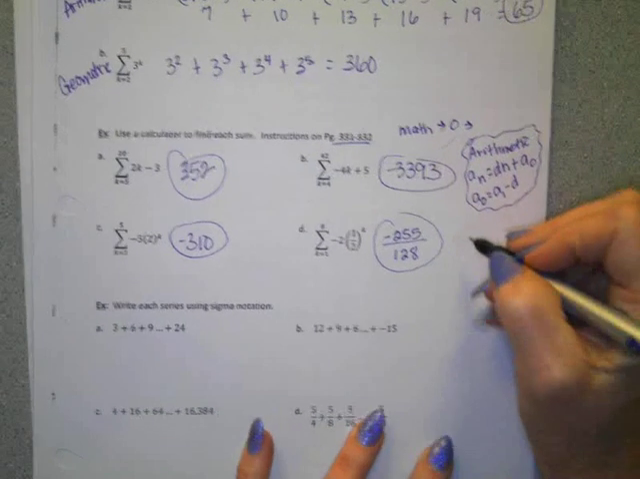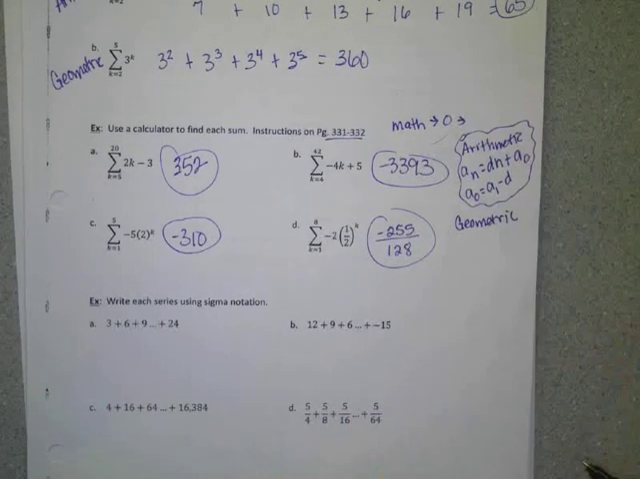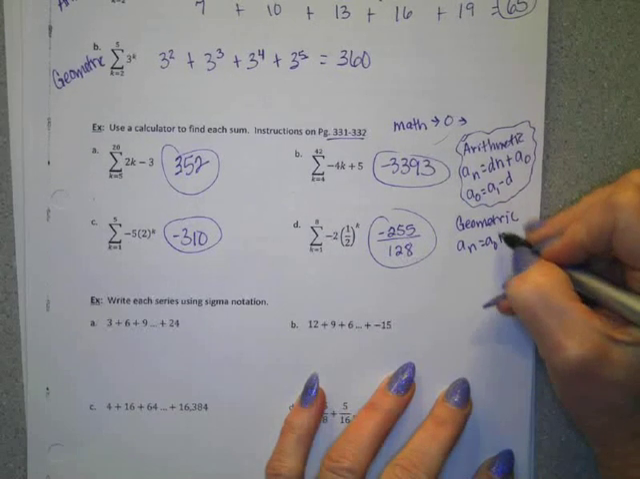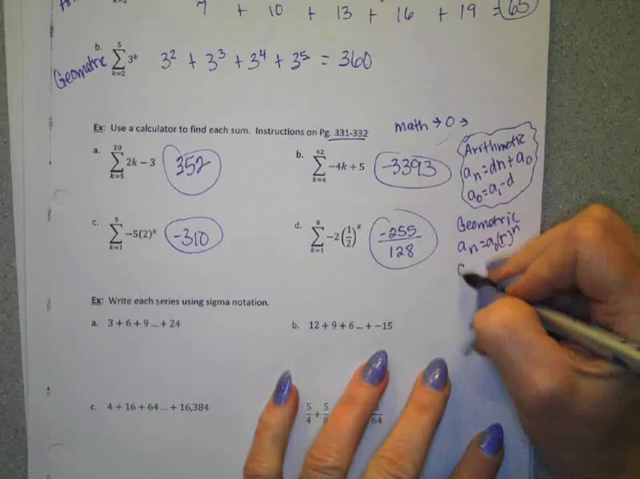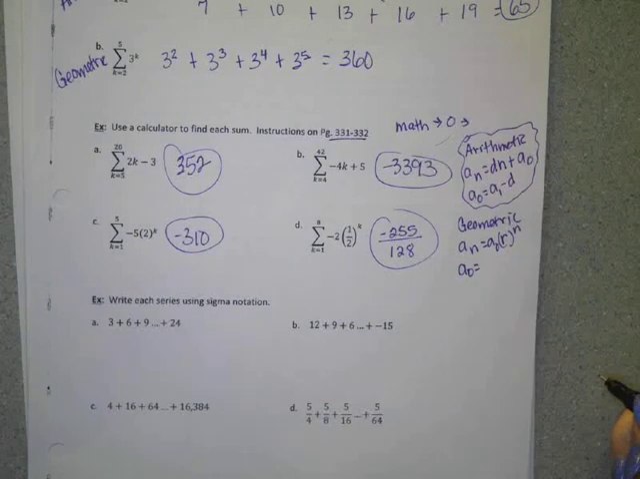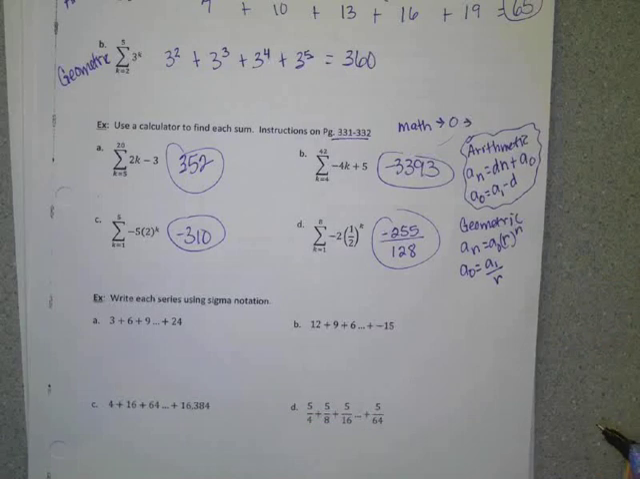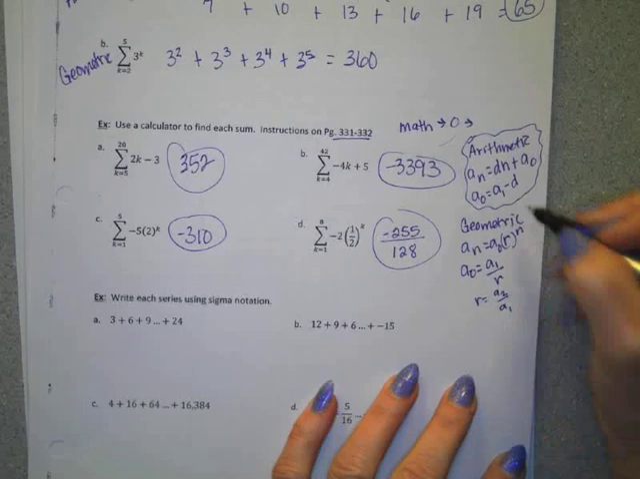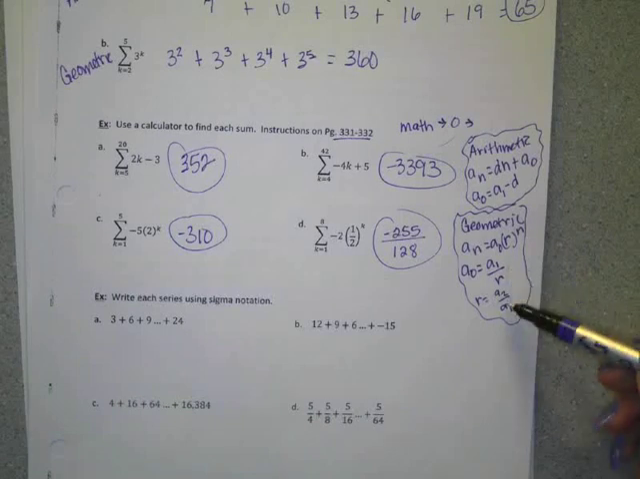If it's geometric, meaning that they're multiplying, then your explicit equation will be a sub n equals a sub 0 times r to the n. If you can't logically see what a sub 0 is, you can find a sub 0 by doing your a sub 1 and dividing it by r. And if you can't figure out what r is, it's a sub 2 divided by a sub 1. But again, most of you will be able to just logically see those pieces, but this is how we find our a sub 0 and our r. Okay, I think we're ready to go.